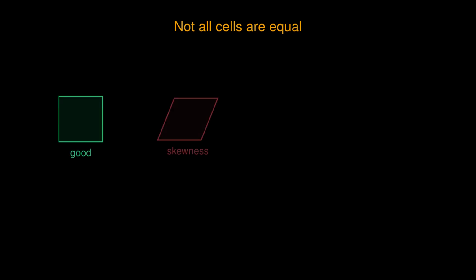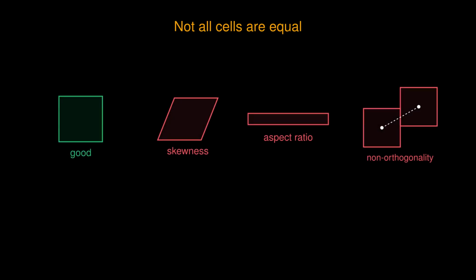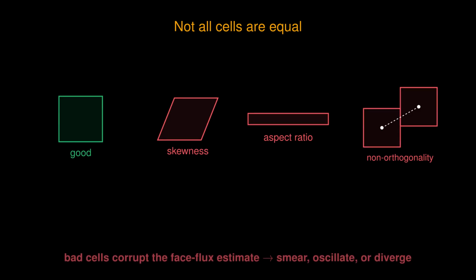But not all cells are created equal. A cell can be the right idea and still be a bad cell. Three things wreck cell quality: skewness, when a cell is sheared and distorted far from its ideal shape; aspect ratio, when a cell is stretched long and thin; and non-orthogonality, when the face between two cells isn't square to the line joining their centers. Each of these poisons the flux calculation, because the interpolation that estimates the value at a face assumes the cells around it are reasonably shaped.